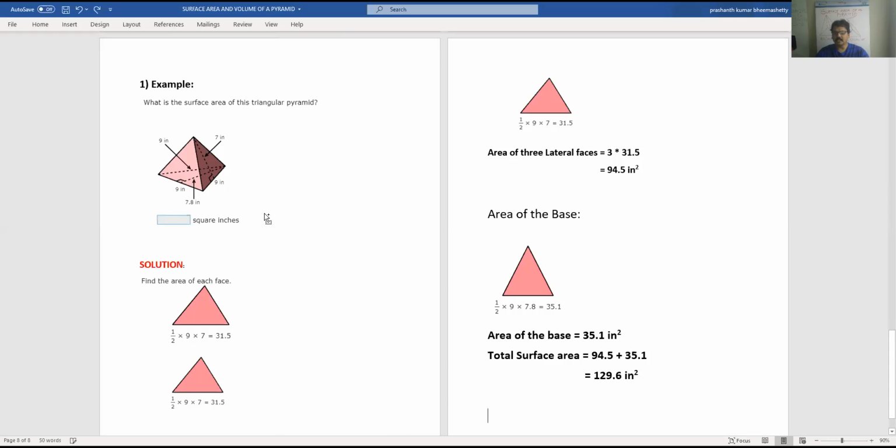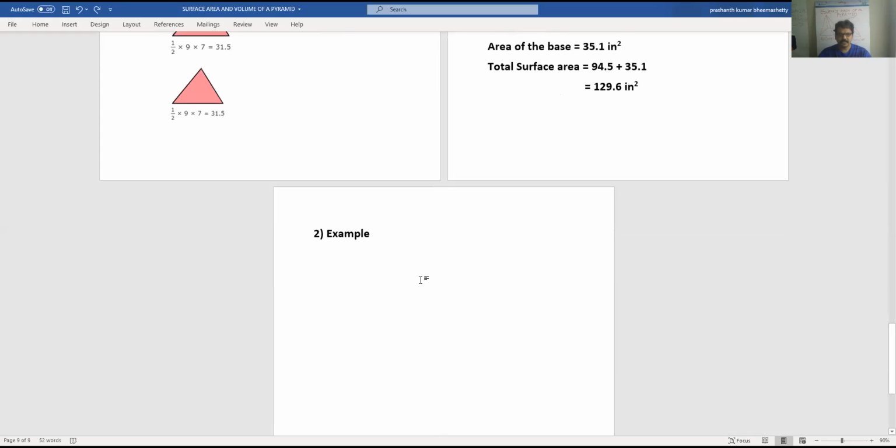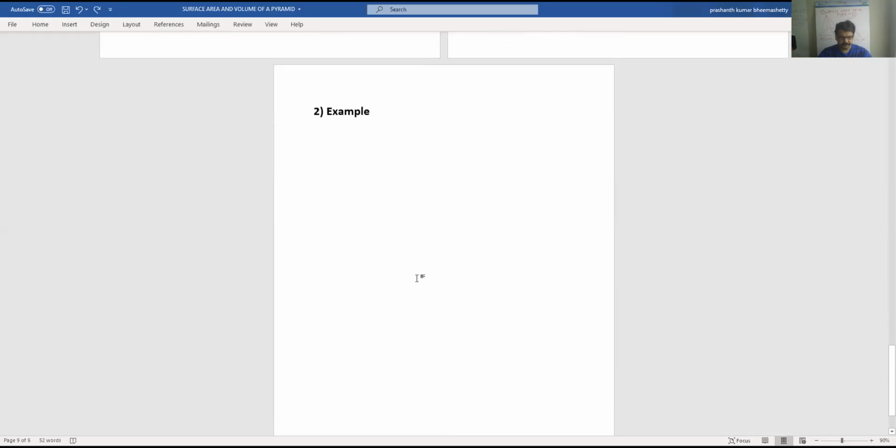Now let's extend our learning to another kind of pyramid, what you see on the board here, which is a rectangular pyramid, where the base is a square or a rectangle. That is the second case, the second scenario. So that's the second illustration or example here. Let's work on this.